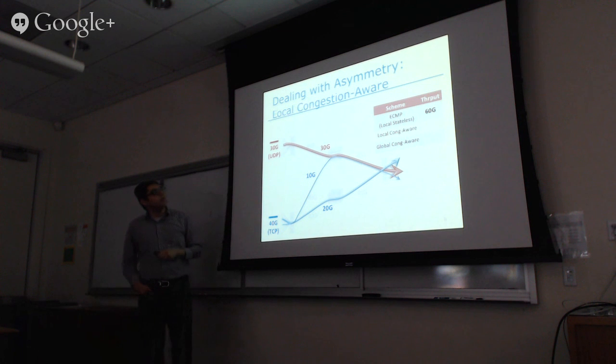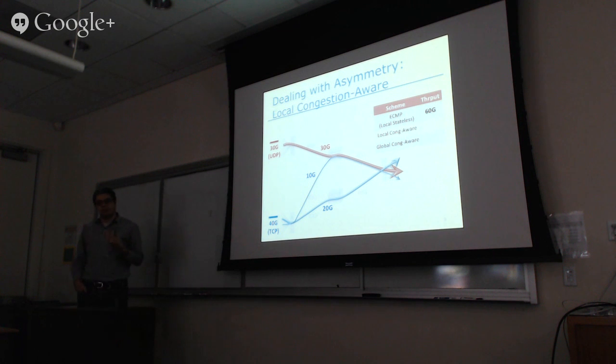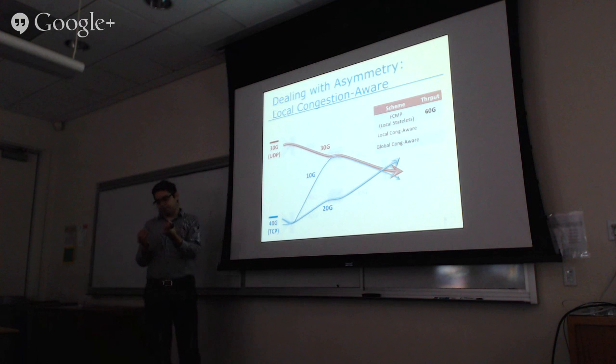Turning to a local, but not stateless, scheme, a congestion-aware, stateful scheme that only looks at local information. Imagine a switch that just measures congestion on its immediate links and tries to balance traffic across them. There are switching ASICs that can do this, like the Trident chip from Broadcom, which I think can do this for link aggregation.